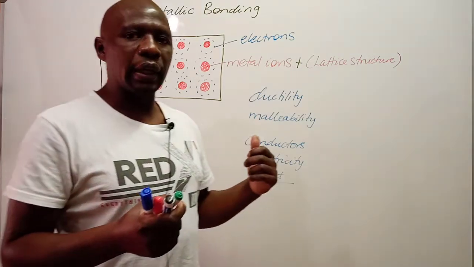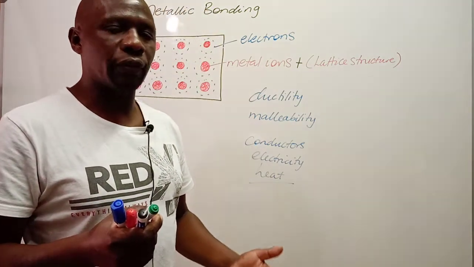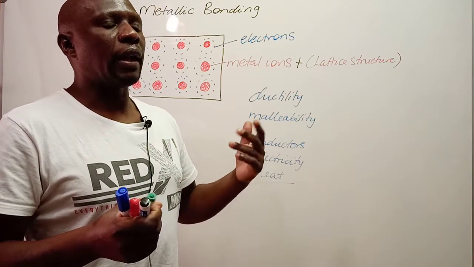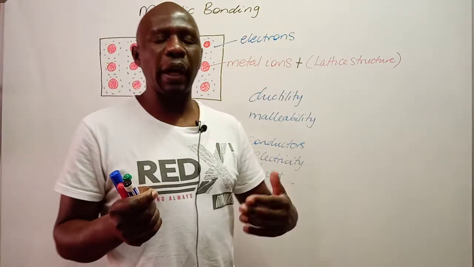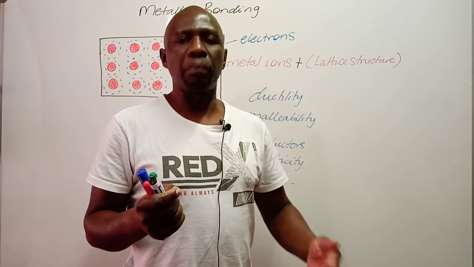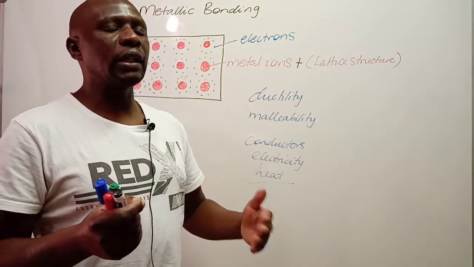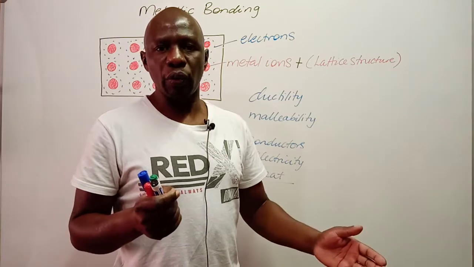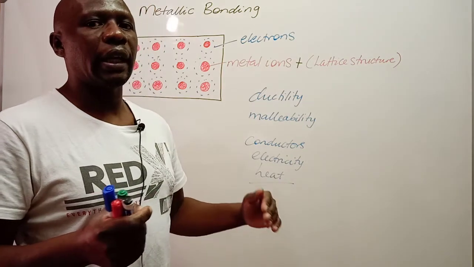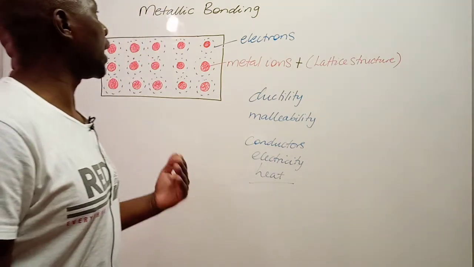Let's go on to metals being good conductors. Metals are good conductors of both electricity and heat. This means metals give passage to both heat and electricity without much resistance. They easily give passage. They allow heat and electricity to pass through them without resistance.